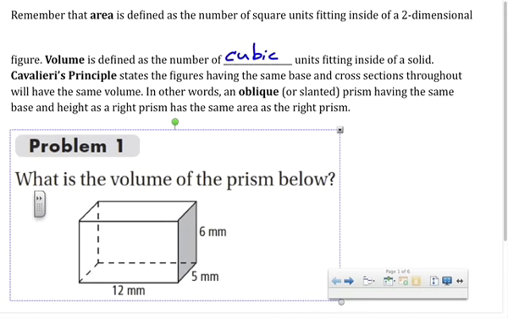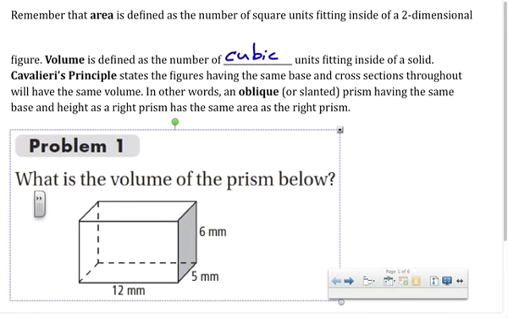One of the things that you may or may not have been aware of is if I took a prism, if I took this prism and I somehow slanted it and the base was still the same and the height was still the same, do you think that we would have the same surface area? Actually, I don't think so.